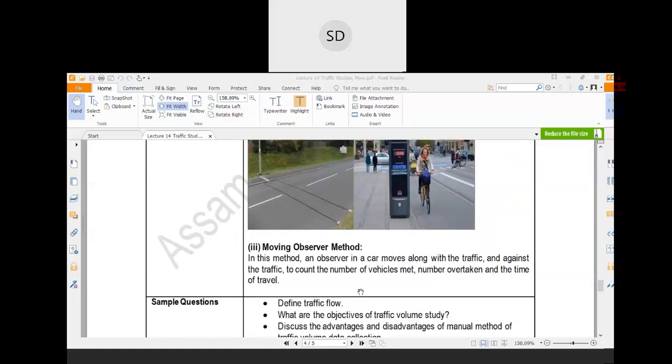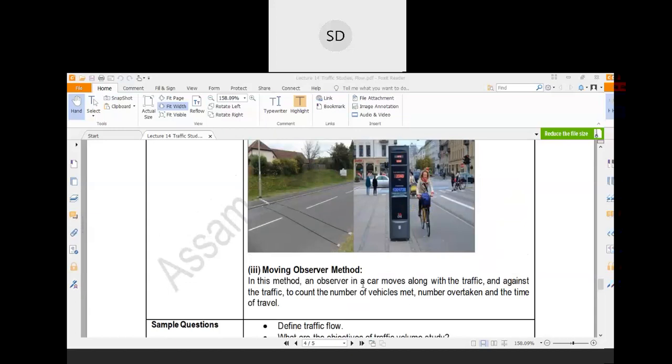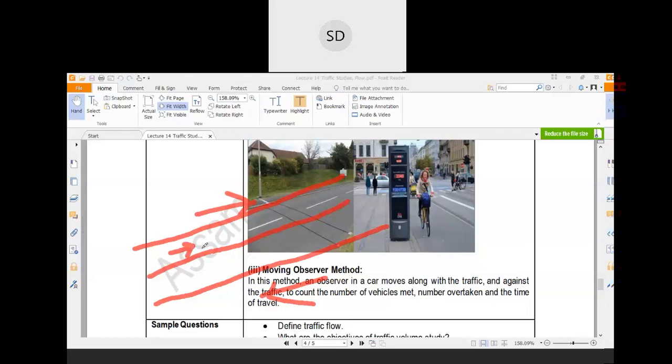Another method is the moving observer method. In the moving observer method, one observer will hire a vehicle and move along the road. Suppose there is a road section, and suppose it is a two-way road section. This is the direction of movement in this way, and this is the direction of the traffic in the other way. The moving observer will hire a vehicle, and first he will move along this direction.